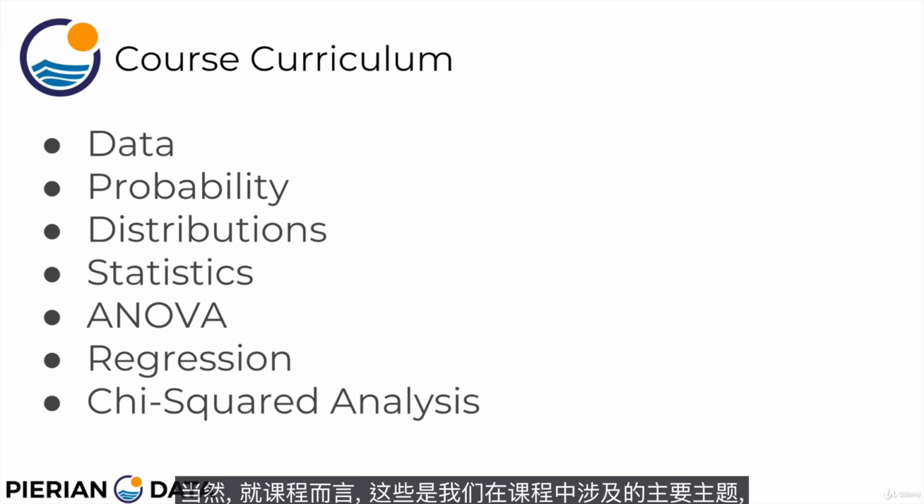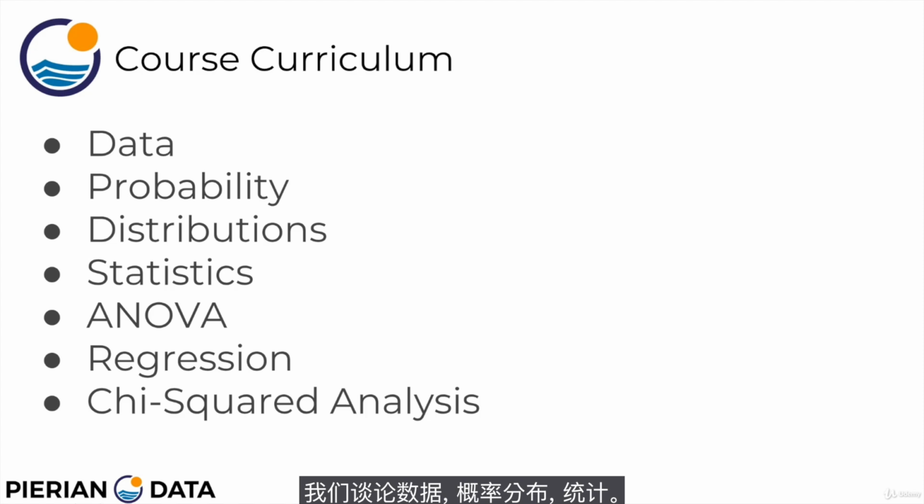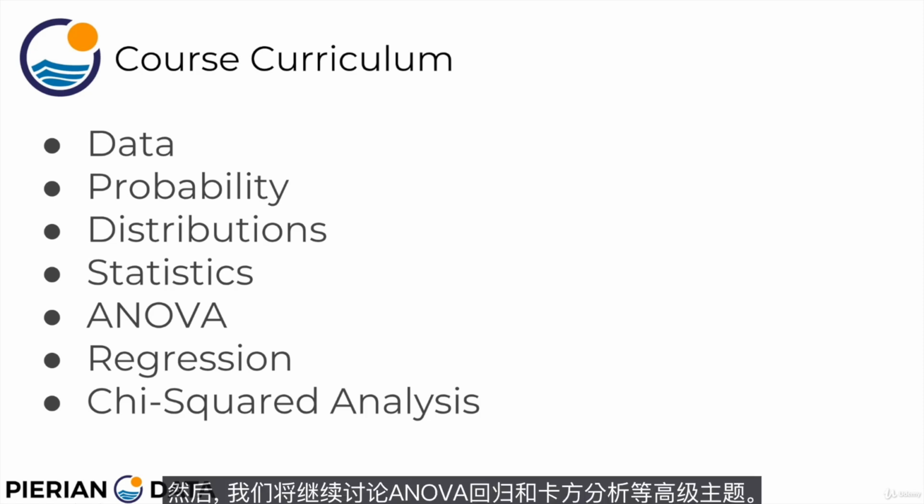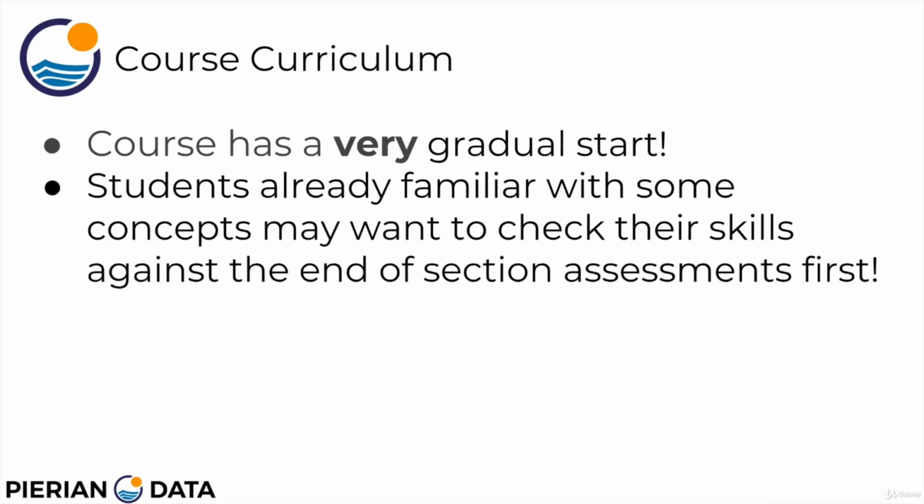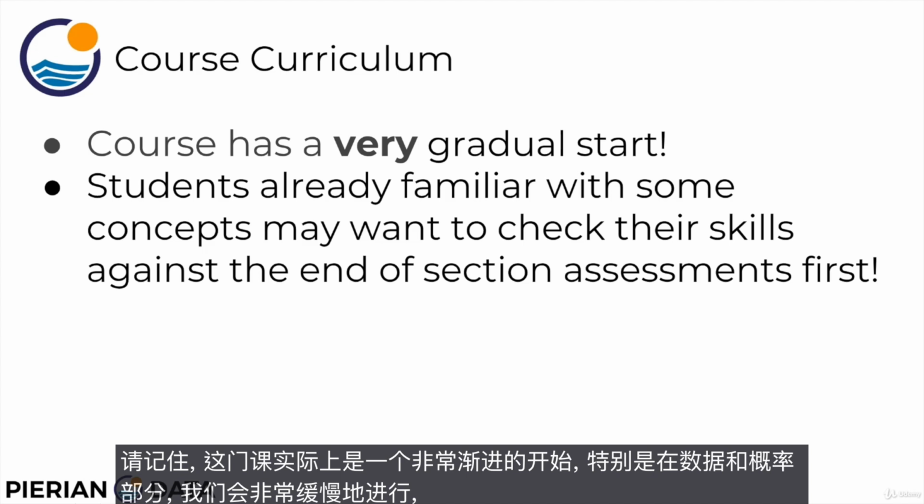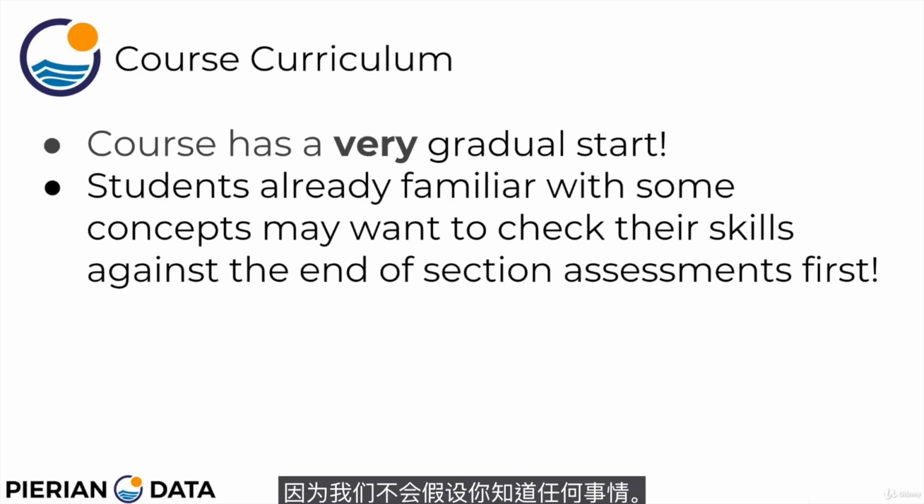As far as the course curriculum is concerned, these are the main topics we cover during the course. We talk about data, probability, distributions, statistics, then we move on to advanced topics like ANOVA, regression, and chi-squared analysis. Keep in mind that this course actually has a very gradual start, specifically in the data and probability sections. We take it very slowly because we're not going to assume that you know anything.